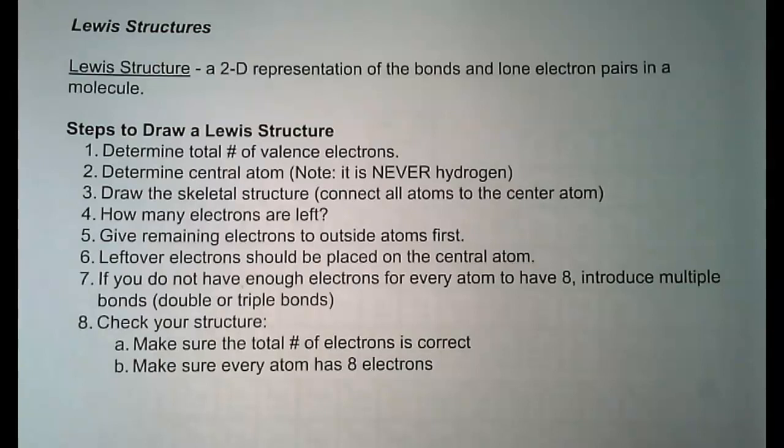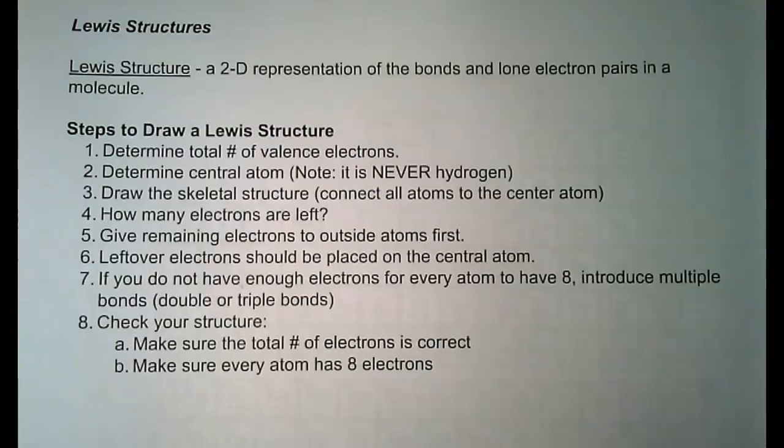In this video, we are going to look at how to draw a Lewis structure, how to determine the shape of a molecule using something called VSEPR theory, and lastly, how to determine whether or not a molecule is polar. So we're going to start out by looking at Lewis structures, and Lewis structures are two-dimensional representations of both the bonds and the lone electron pairs in a molecule.